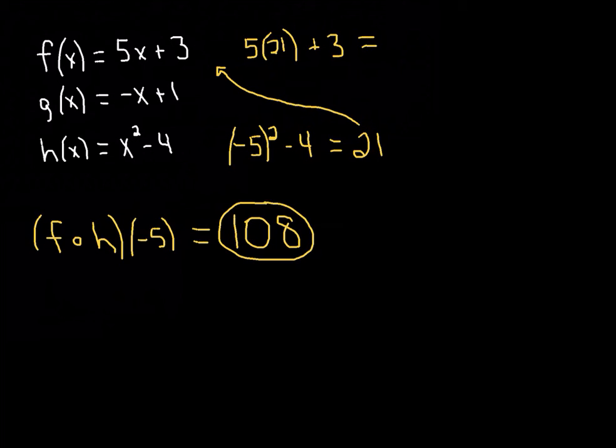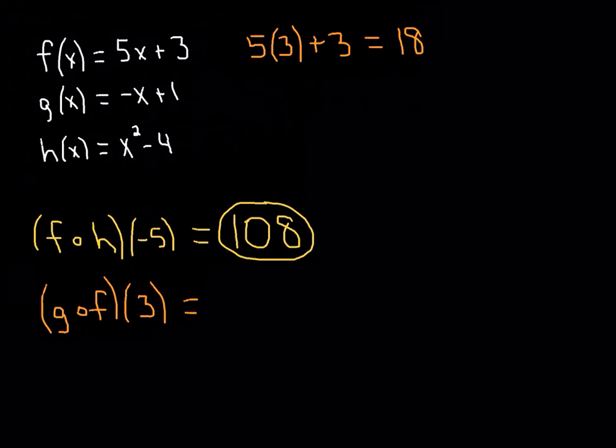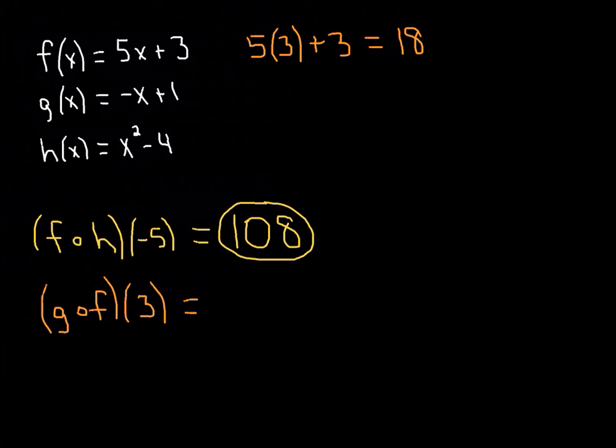108. One more quick problem. G of f of 3. Plug in 3 into f of x. So when I do that, I get 5 times 3 plus 3 equals 18. Then I plug in 18 into my g of x. So negative 18 plus 1 is negative 17. So my answer is negative 17.